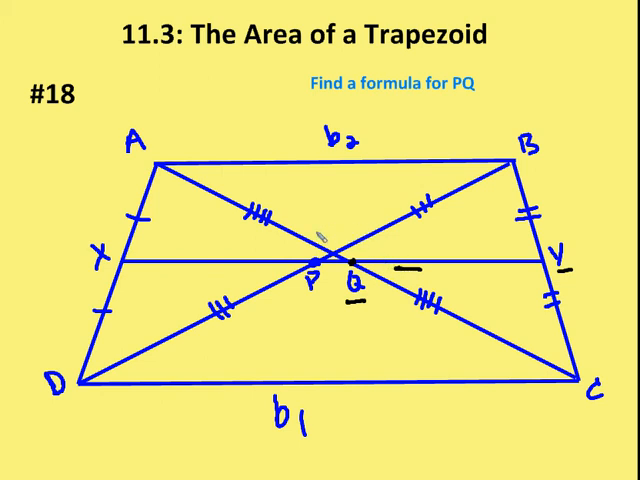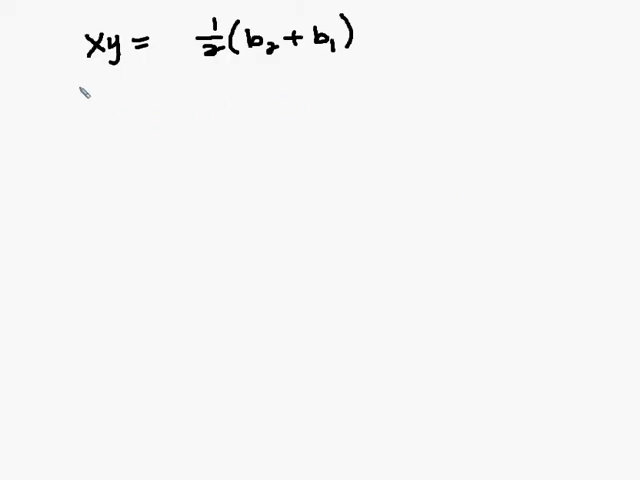So the midline theorem says that if you have a segment joining the midpoints of two sides of a triangle, then that segment is going to be half of the length of the third side, which in this case is going to be AB. So let me write that in here. I've got XP is half of B2, and QY is half of B2. So XP is equal to 1/2 of B2, and I know that QY is half of B2.